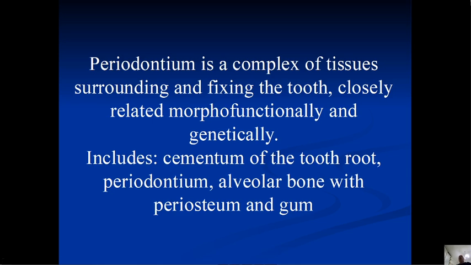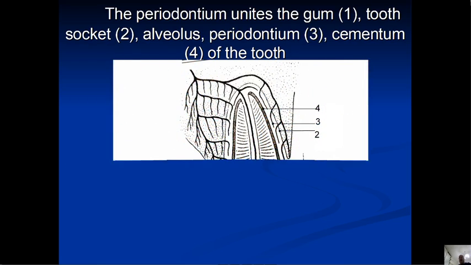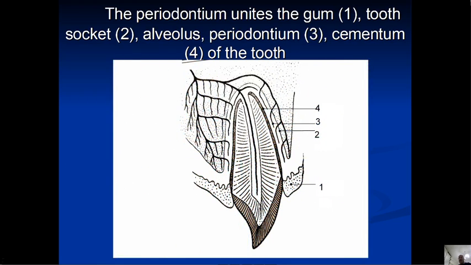Periodontum is a complex of tissues surrounding and fixing the tooth, closely related morphofunctionally and genetically. It includes the cementum of the tooth root, which we have already discussed, periodontum, alveolar bone with a periosteum, and gum. Here we can see it.